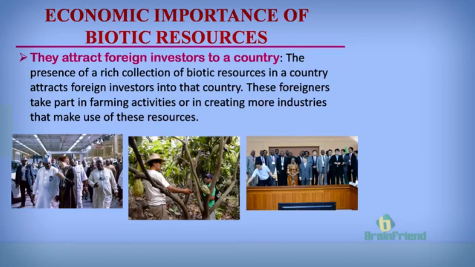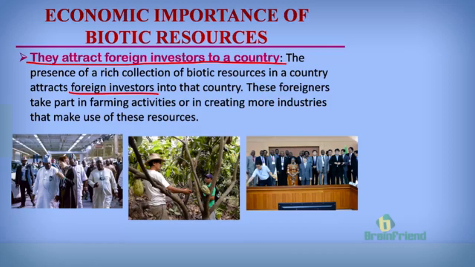Lastly, biotic resources help to attract foreign investors to a society or to a country. The presence of a rich collection of biotic resources, say a country or a city or a society that has a rich collection of different kinds of plants, different kinds of animals that are of value to humans, will attract a lot of foreign investors. Investors that have interest in these resources will come into such a country or place to help to utilize these resources, generate money from these resources, and by so doing, they will help to develop that country or that society.